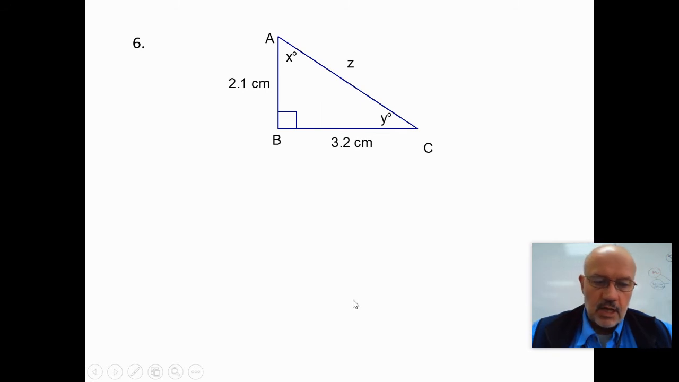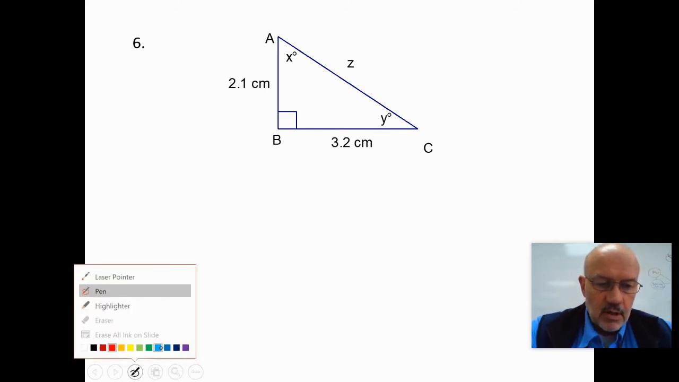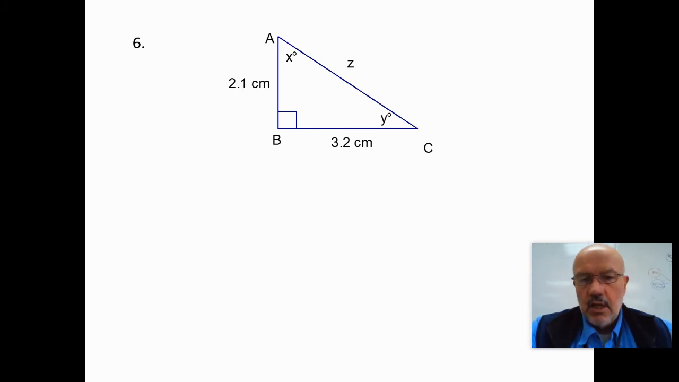Okay, here now we're stuck again having to find 3 different variables. So let's change colors again and find them in alphabetical order. So X, Y, and Z. Okay, so what should we use? Let's forget about the Y and Z for right now because we're trying to find X. So what are our 3 pieces of information?